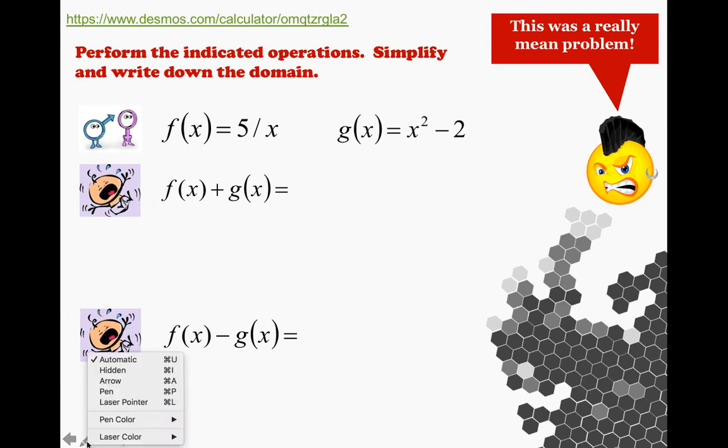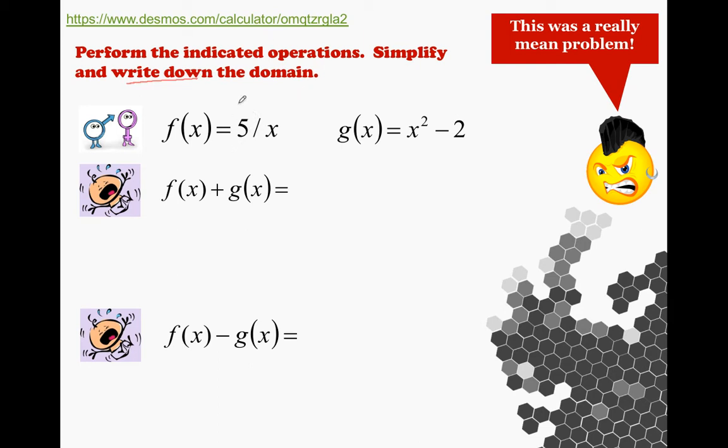We're going to do all the operations with these functions, but I'm just going to put up two at a time so that I can really show it. Then we are going to take a look at Desmos. You have access to this PowerPoint, so you can even go to this link and see it. So you've got f of x and g of x. We're going to perform the indicated operation, simplify, and then write down the domain.